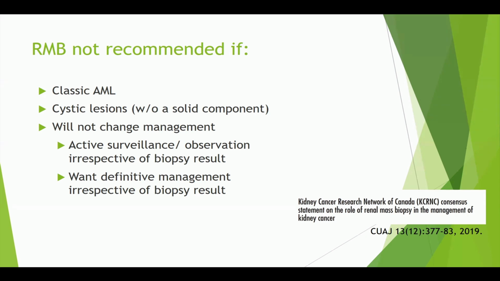They would include lesions with abundant visible fat, which makes a diagnosis of AML on CT or MRI quite reliable, or cystic lesions due to the low diagnostic yield, especially if there's no large solid component to it. And as well, when renal mass biopsy will not change the management, i.e. when active surveillance or observation or definitive management is going to be chosen irrespective of the biopsy result.